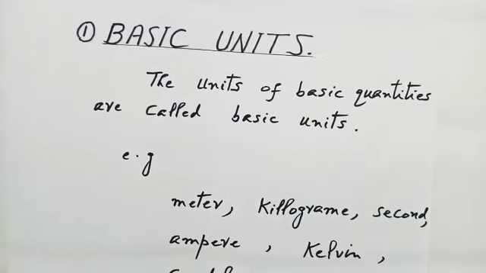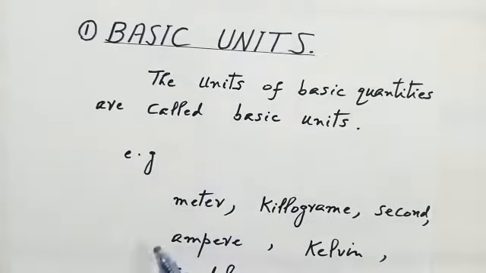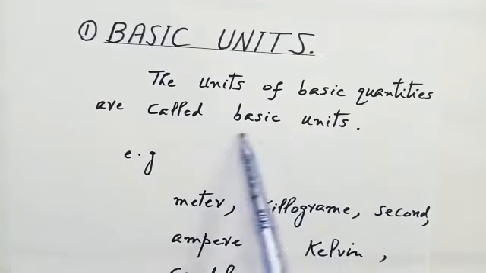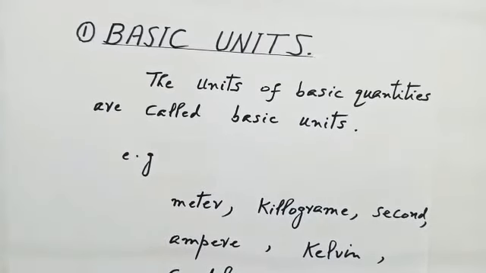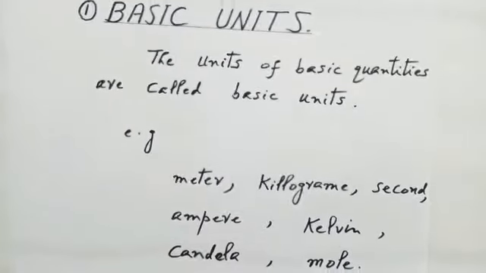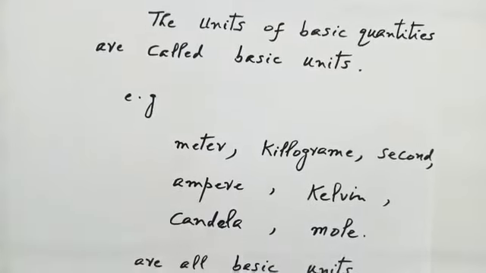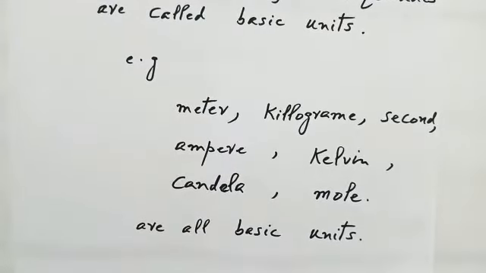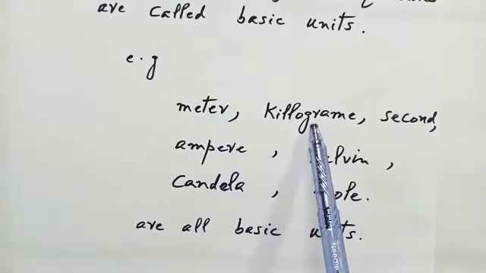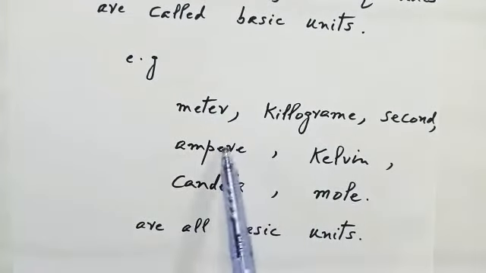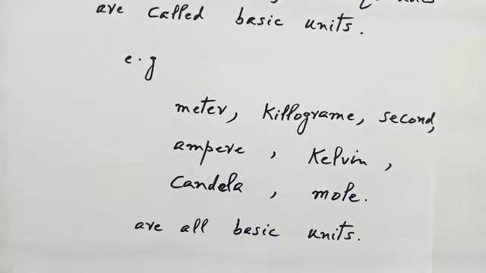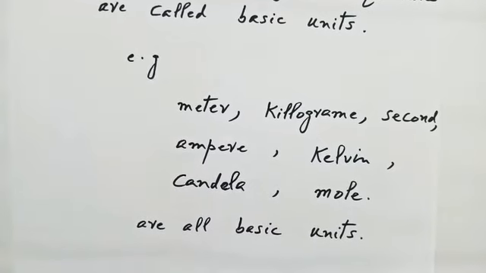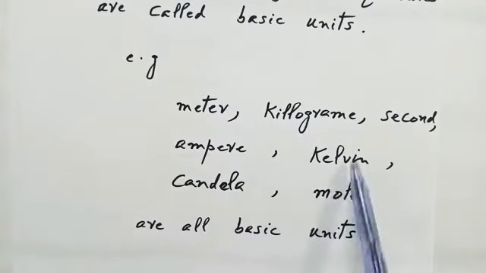First of all, we define the basic units. What are basic units? The units of basic quantities are called basic units. For example, meter is a basic unit, kilogram is a basic unit, second is a basic unit, ampere, Kelvin, candela, mole, all these are examples of basic units.